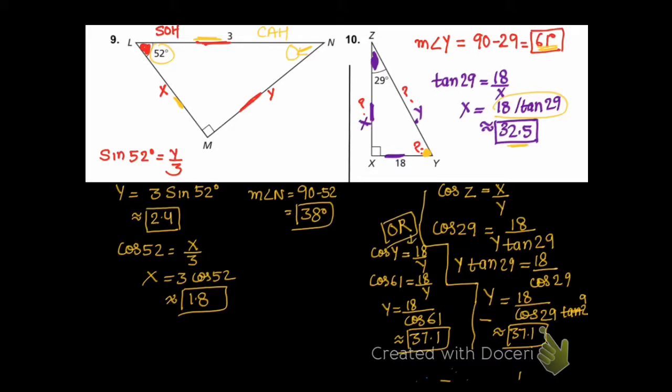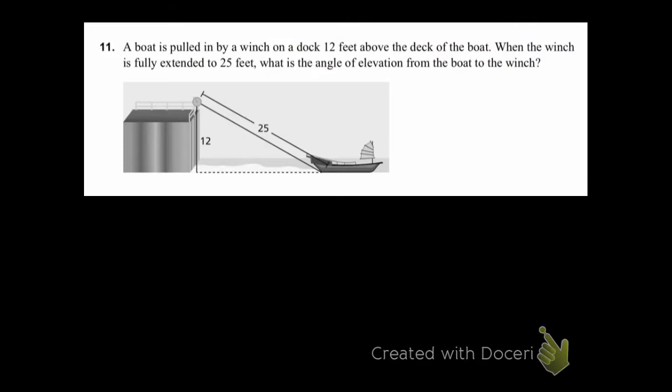All right, so the very last question after this is this one. A boat is pulled in by a winch on a dock 12 feet above, and when the winch is fully extended, it is 25 feet. What is the angle of elevation from the boat to the winch? What they want us to find is this, and when I look at it, it's forming a right triangle. I have to find this angle.